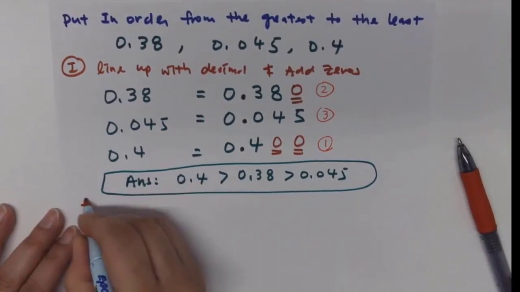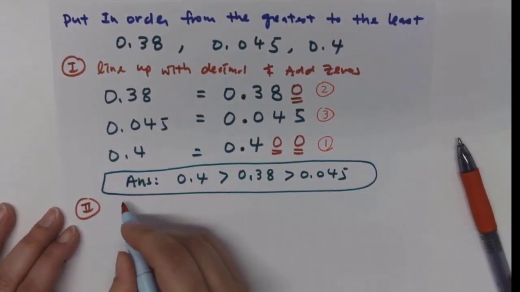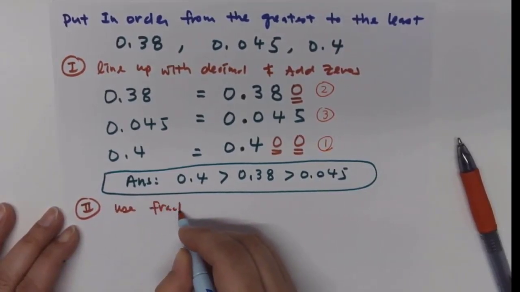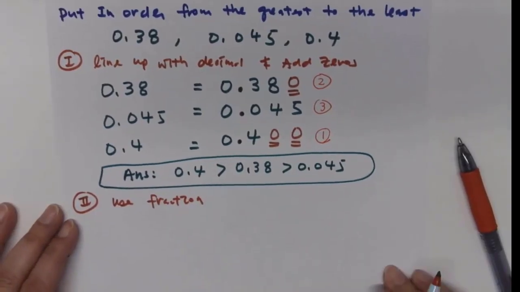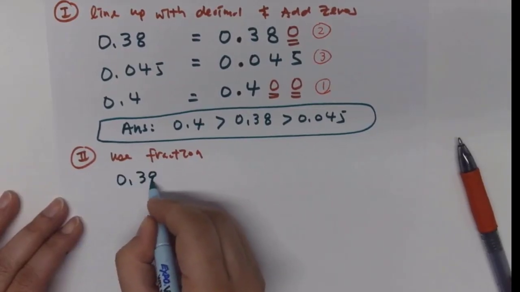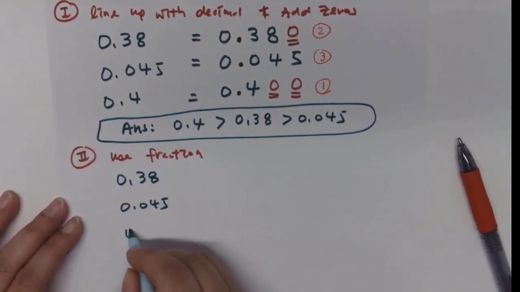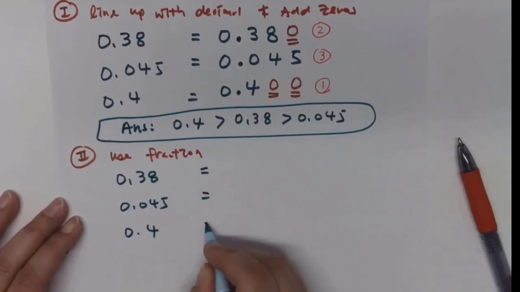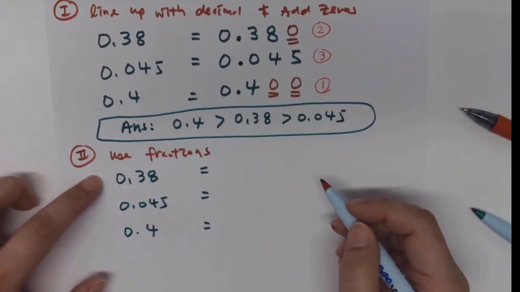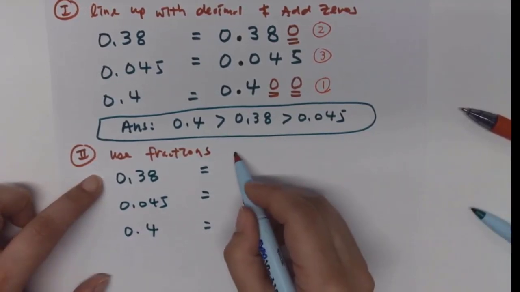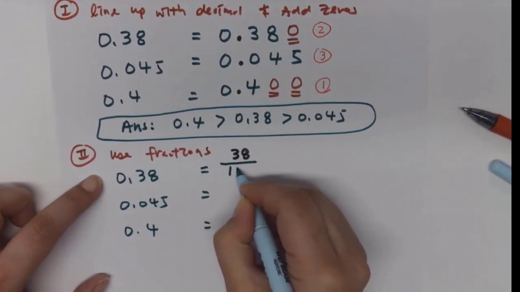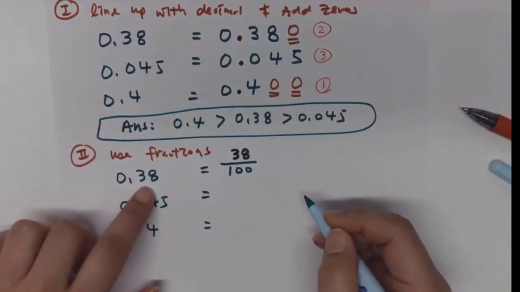The second type is a little bit harder, but I want to see as a teacher, can you use fractions to compare them? Because we are using fractions, we're going to need to write down the question first, which we have 0.38, 0.045, and 0.4. And we're going to need to convert them to fractions. First one is what? 38 on top. They have two decimal places, that's why you have 100 at the bottom.